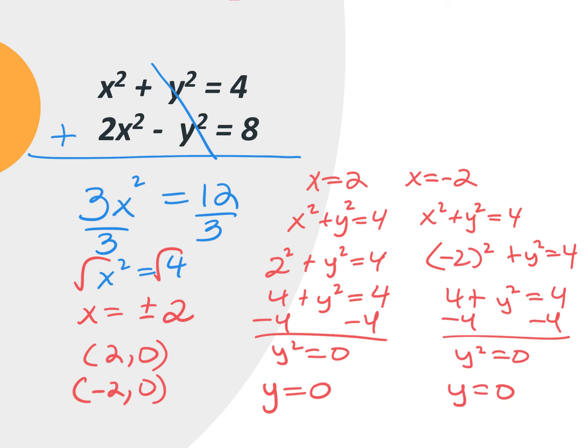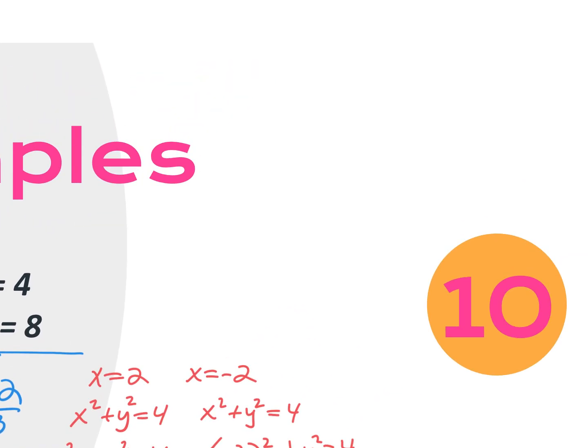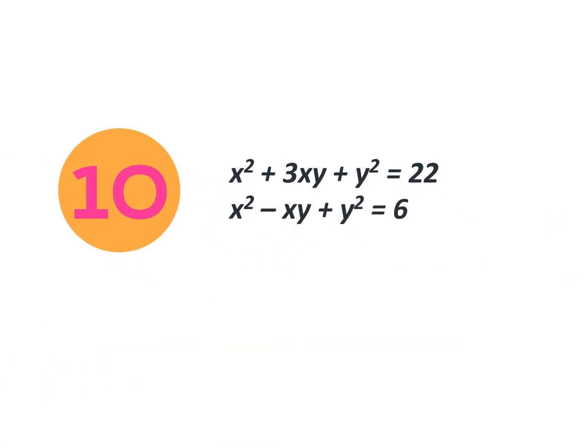So what I'm going to do here on number 10 is I'm going to multiply my second equation by negative 1. So once I do that, I get negative x squared plus xy minus y squared equals negative 6. I'm now going to add that to the first equation.